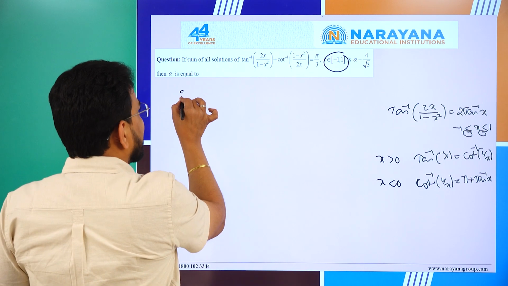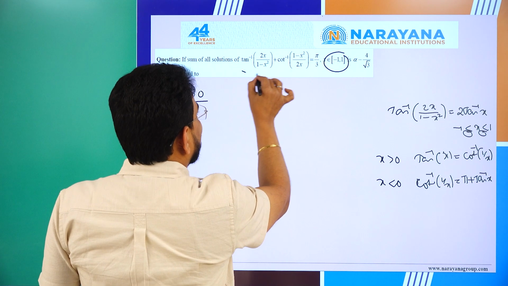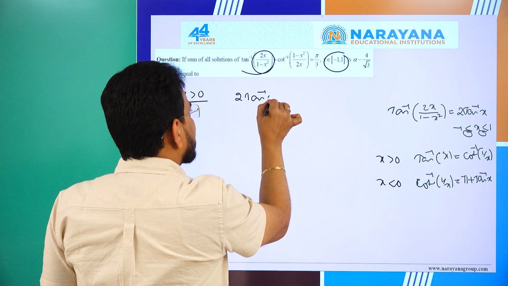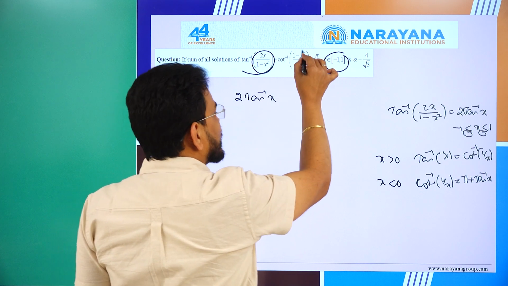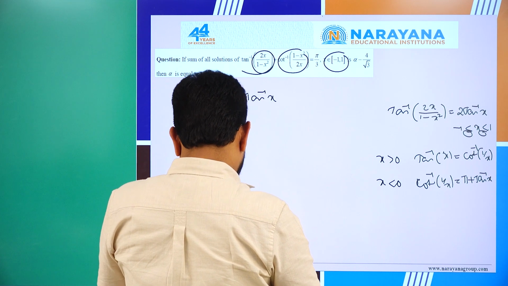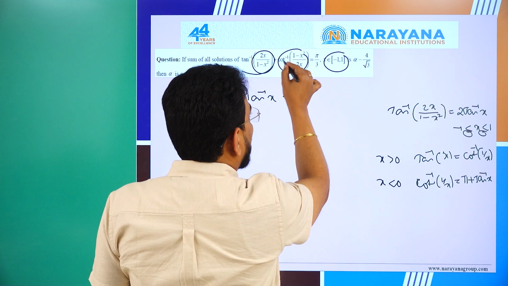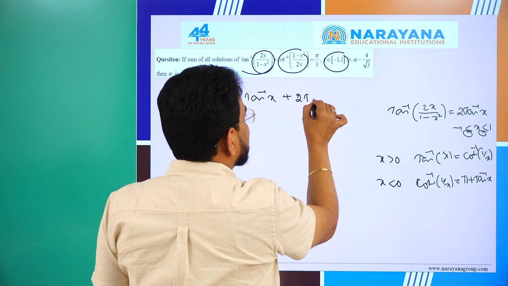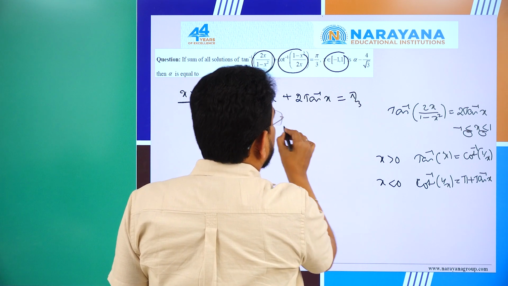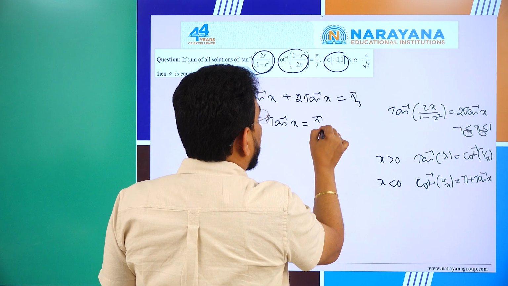So first, x is greater than 0, this quantity is positive, and I will write it as 2 tan inverse of x, and this quantity is also positive, and tan inverse of x you can write as cot inverse of 1 by x. So you write 2 tan inverse of x is equal to pi by 3. So tan inverse of x is equal to pi by 12.